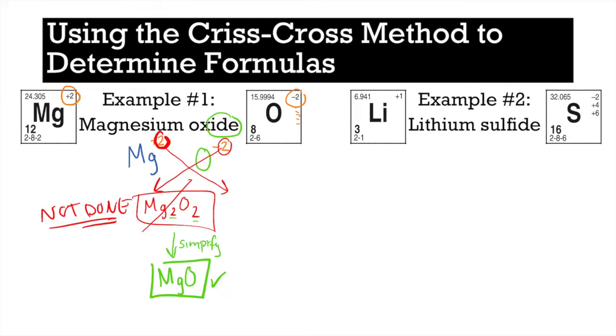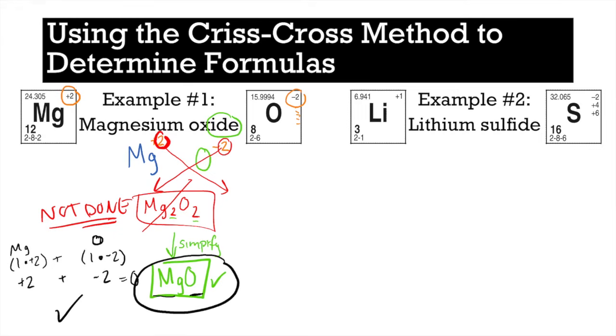Now again, if you wanted to check this, and we should, for magnesium, our formula has 1 magnesium, and we know magnesium gives you a +2 charge. So magnesium is bringing a total of +2 charge to that compound. For oxygen, our formula has 1 oxygen, and oxygen brings a -2 charge. And so in total, oxygen is bringing a -2 charge. +2 plus -2 gives you 0. That is correct. So that's how we know that is our correct formula.